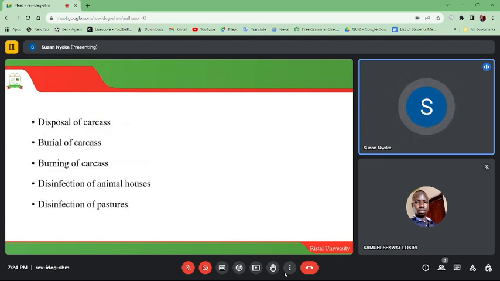And then make sure you dispose of carcasses, dispose of all dead animals, burial of carcasses. Make sure you bury the dead animals. Don't just dispose of them openly, because they can easily come in contact with the live ones, and the disease that killed the dead animal can be transferred to your live animals. And then burning of carcasses. Ensure you burn all the dead animals.